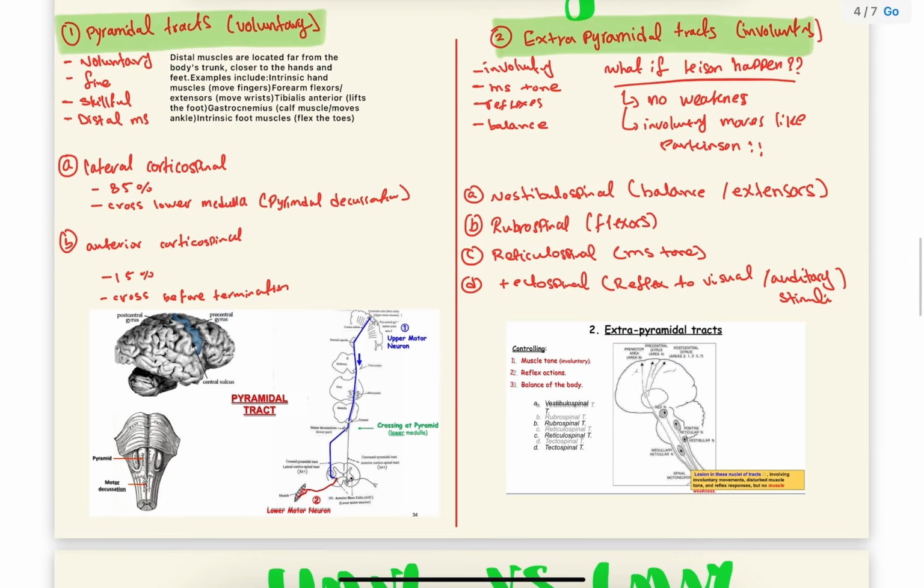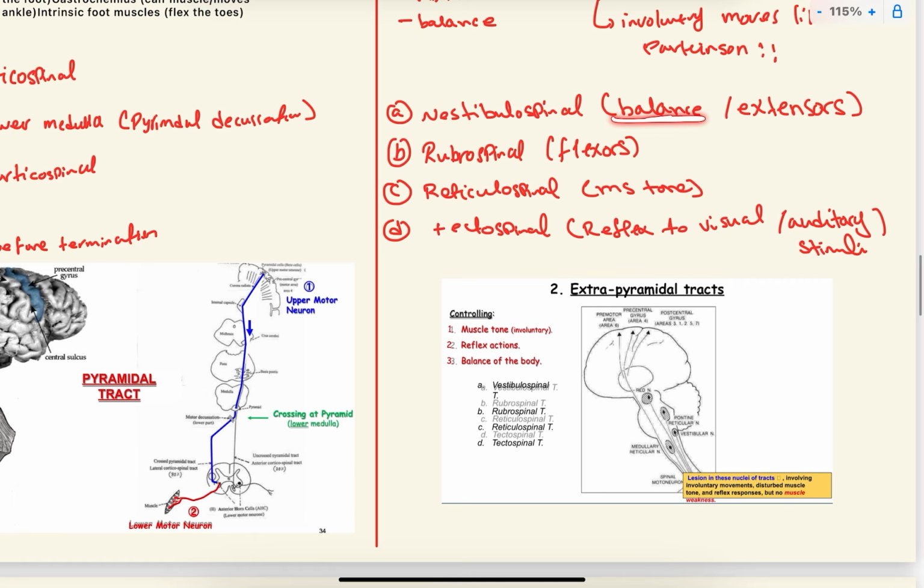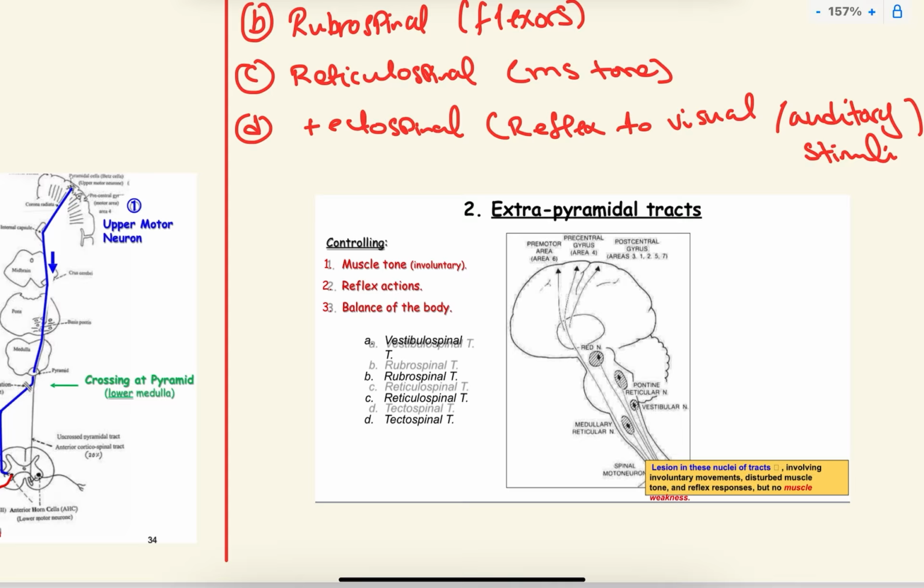Now, we have four types of tracts. We have the vestibulospinal, which is the one that's associated with the balance and with extensor muscles. And this is very important. Pay attention to it. It can come as a keyword in the questions. And then we have the rubrospinal. So the rubrospinal is associated with the flexors. We have the reticulospinal, which is associated with the muscle tone. And we have the tectospinal. So tectospinal is associated with the visual and the auditory stimuli. And here again, it shows for you in the picture.